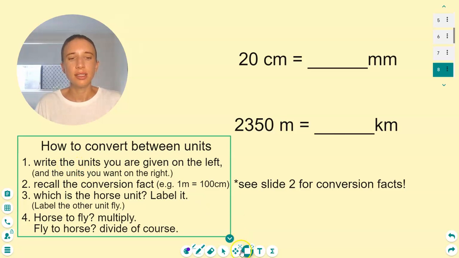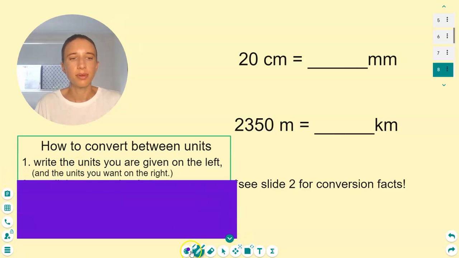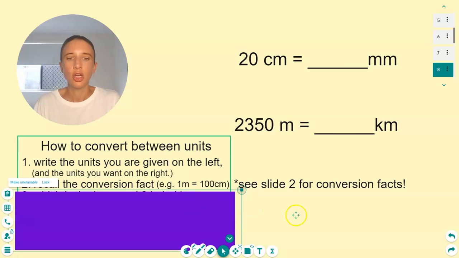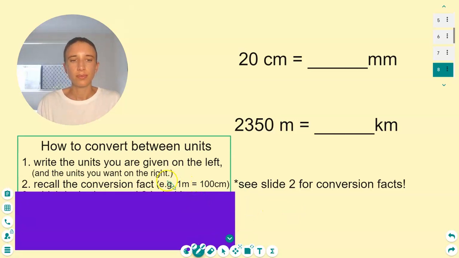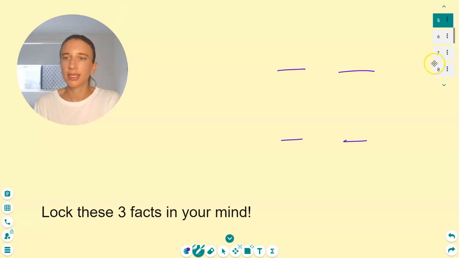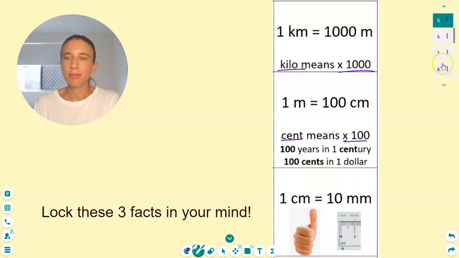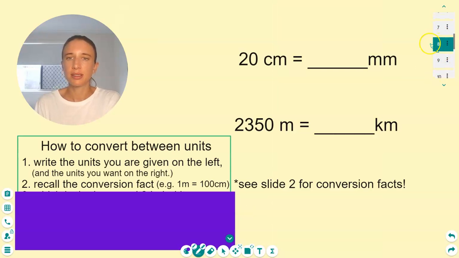So let's take it step by step. You write the units you are given on the left and the units you want on the right. Well, it's already given to us there. That's nice. Given 20 centimeters is how many millimeters? Recall the conversion fact. What is the conversion fact linking centimeters to millimeters? Do you remember that thumb fact that I showed you? It was back on slide 5. 1 centimeter is 10 millimeters.